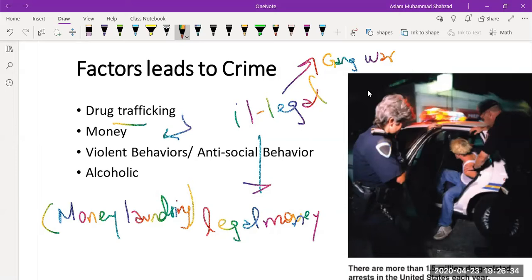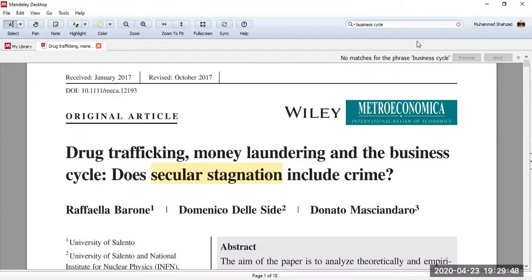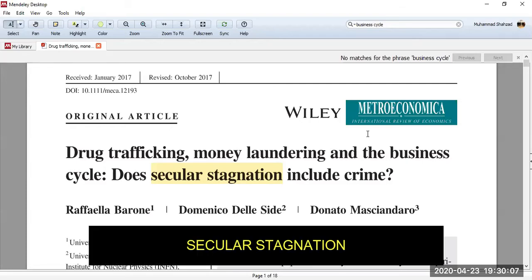Let me give you one research article which is very interesting, and it shows some interesting facts that I want to share with you. Okay, I found an interesting article with the title: drug trafficking, money laundering, and the business cycle, and they mention whether secular stagnation is included in crime.